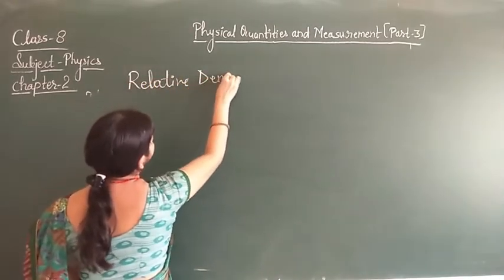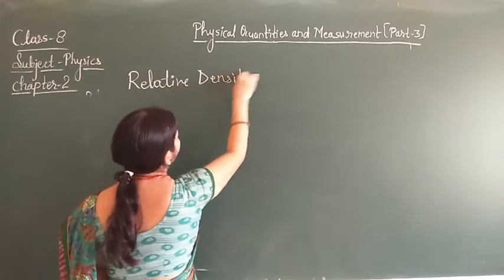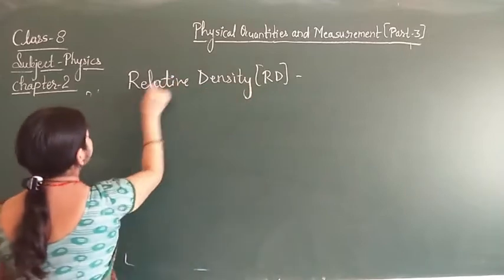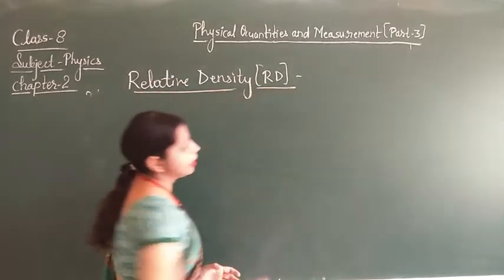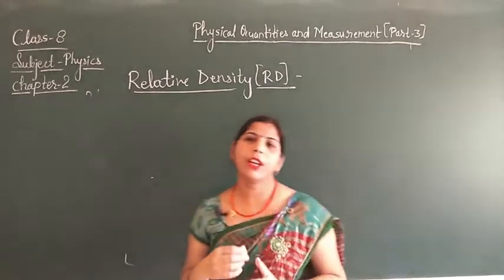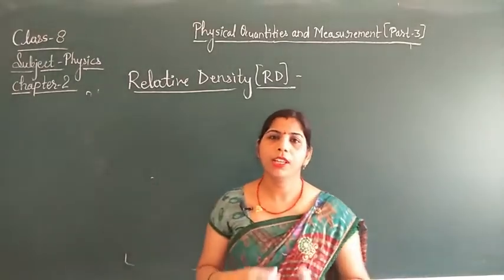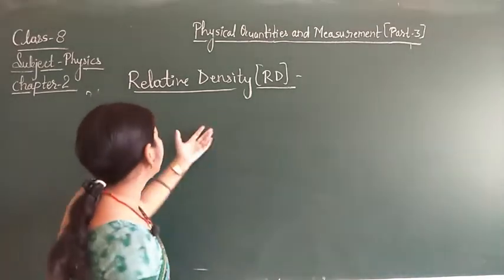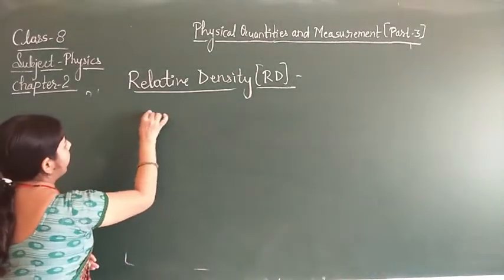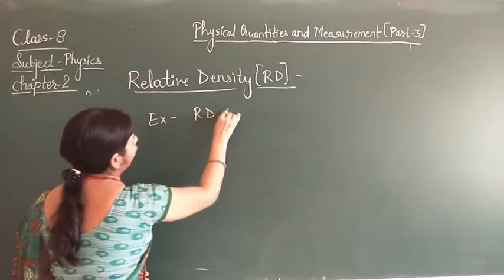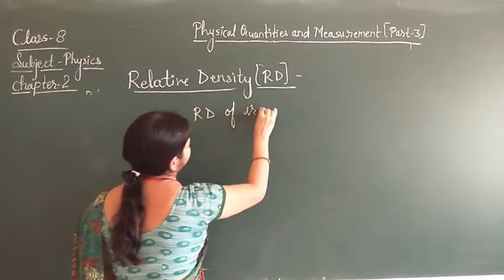Relative density, which you can also denote with RD. This relative density is the density of any substance or object compared with water, so the relative density helps in comparing things. Suppose, take one example, the relative density of iron.